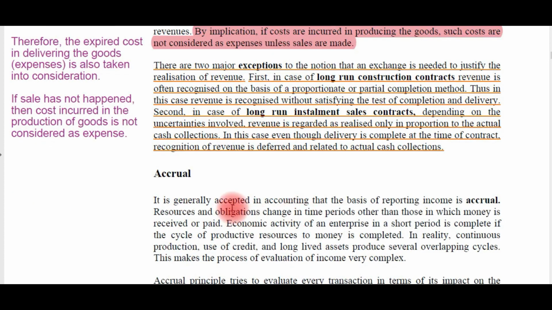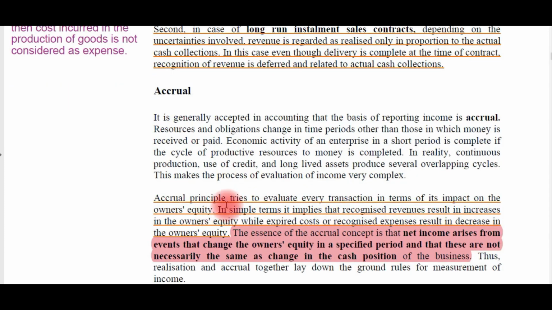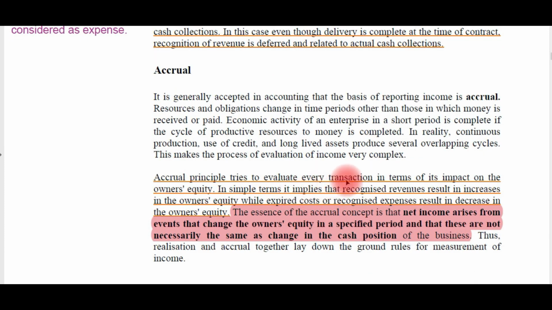The next principle is the accrual principle. The accrual principle tries to evaluate every transaction in terms of its impact on the owner's equity. If revenue increases, owner's equity will increase. If costs increase, then owner's equity will decrease. So the effect observed on the owner's equity from revenues and expenses is measured by the accrual concept.